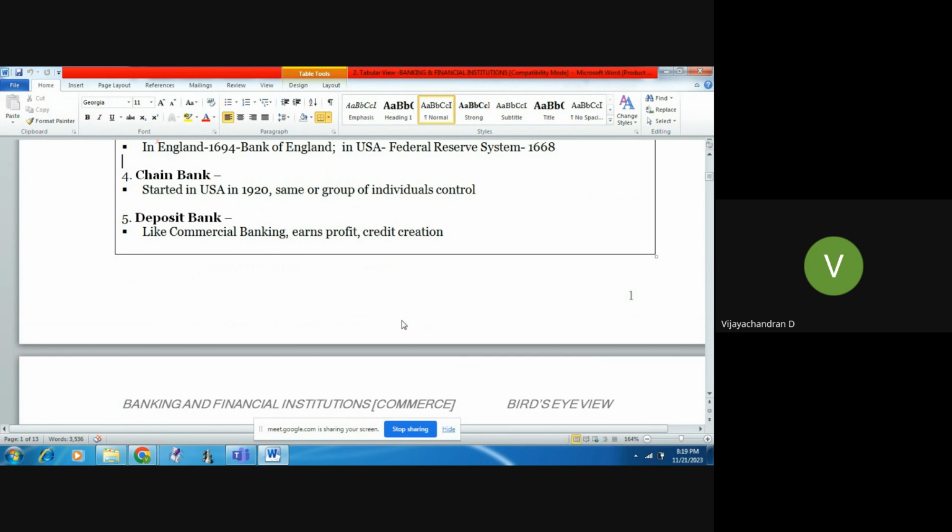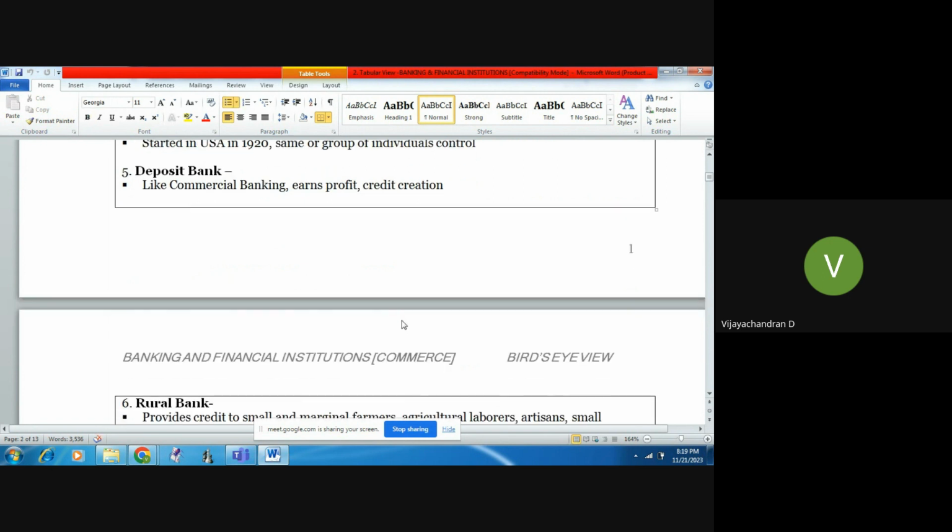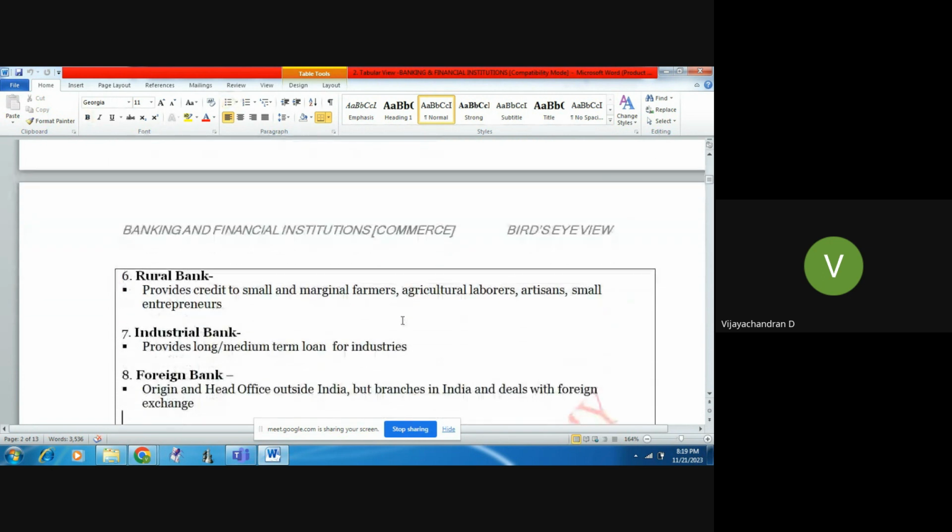Deposit bank, commercial banks. Rural bank, I told you, Gram Bank. So Gram Bank coming under Pallavan Bank, Gram Bank, all are coming under rural bank. Industrial bank, I told you, industrial bank in order to promote the industries. So they will underwrite the shares. They will give loans, which is the first bank coming under the category of developmental bank. I told IFCI in the year 1948.